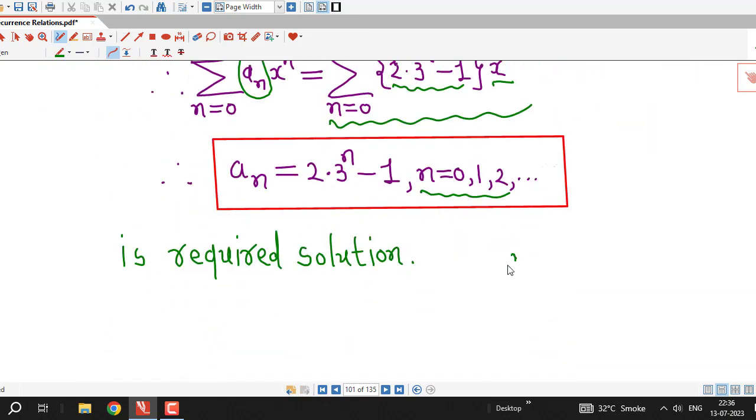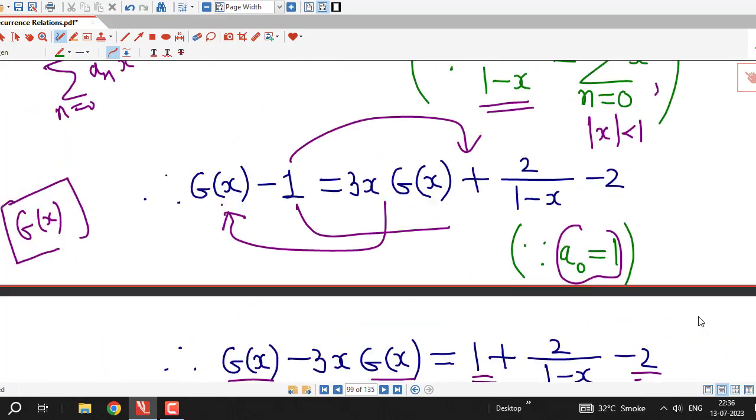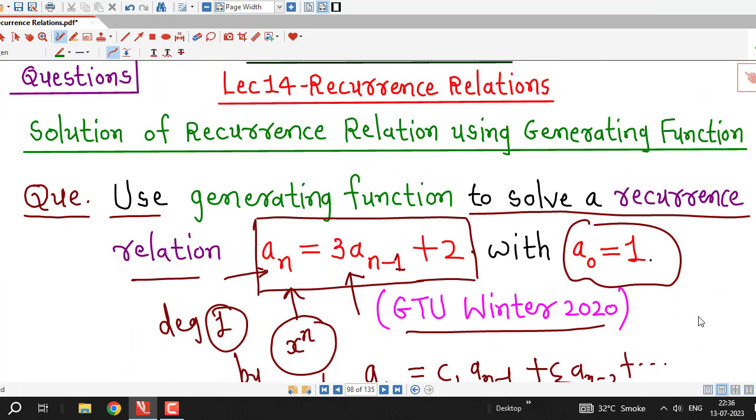So I take n equal to 0 here, and I have a0 equal to 2 times 3 raised to 0 minus 1, and 3 raised to 0 is 1, and I have 2 minus 1, that is 1. So a0 is 1, and that is correct. It is given that the value of a0 is 1. That means our solution is correct.